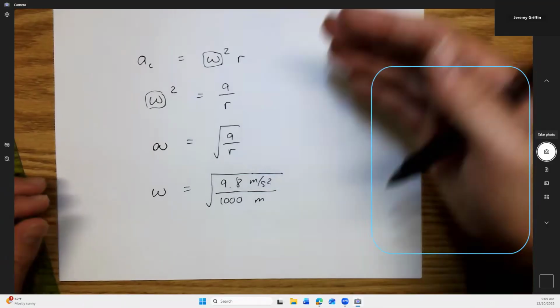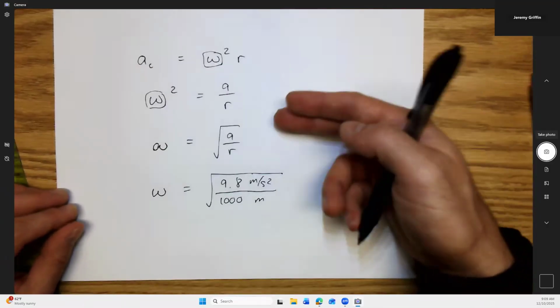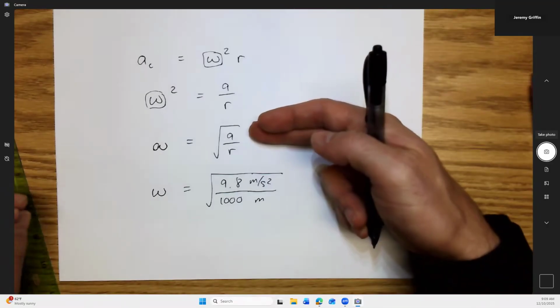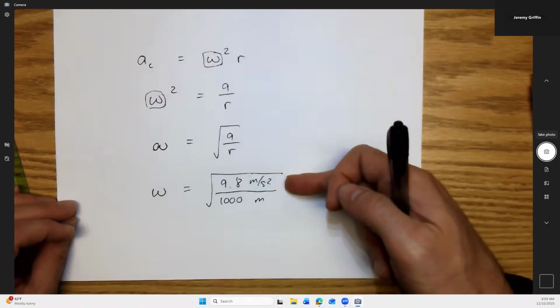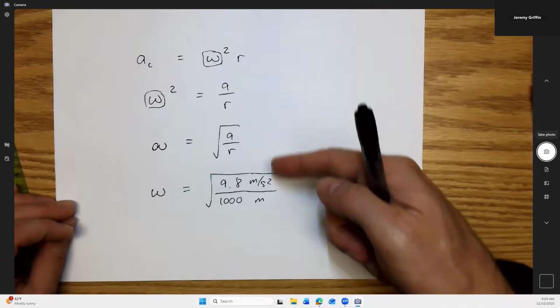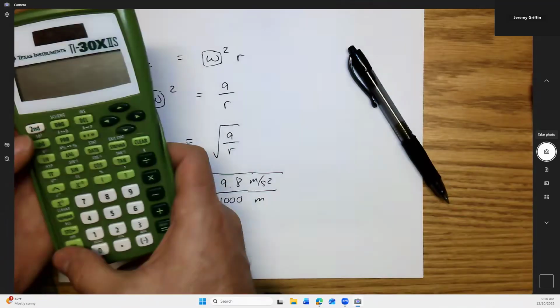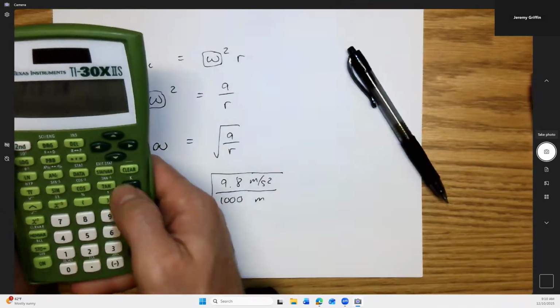But if you could say there's a normal force from the wall, it's holding them in, right? And it feels like a weight kind of force, like a normal force. So where the a goes, I'm going to put 9.8 meters per second squared. The radius is 1,000 meters. So what's the square root of 9.8 over 1,000?